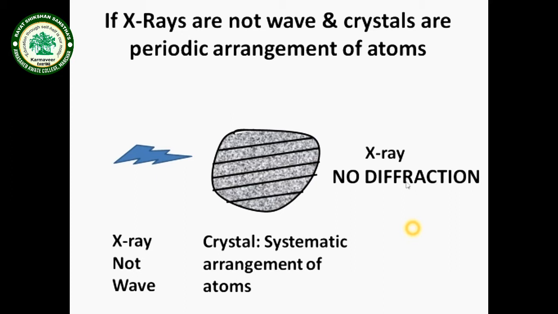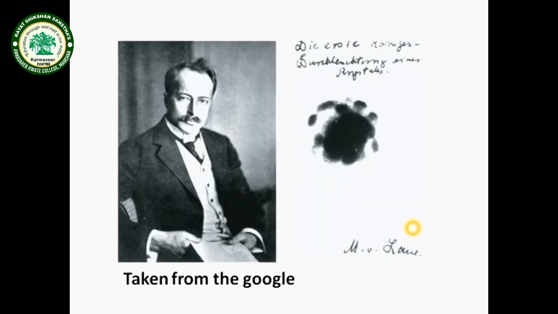But very fortunately, these two conditions are true. X-rays are waves as well as crystals are periodic arrangements of atoms. Then and only then will diffraction be revealed by this particular experiment. And this was the successful story of the systematic study of Laue.